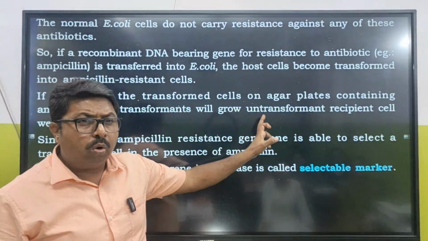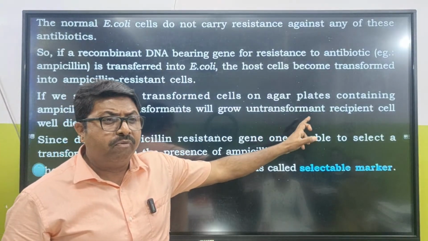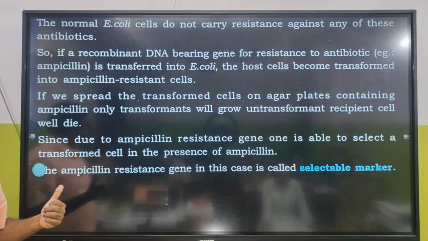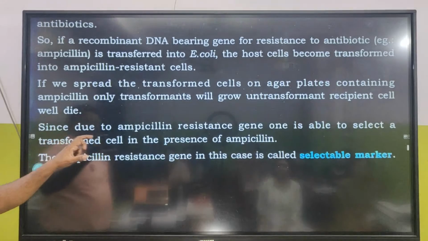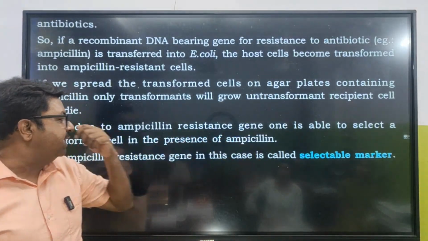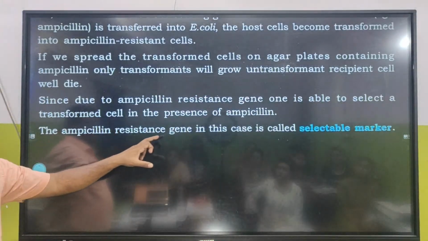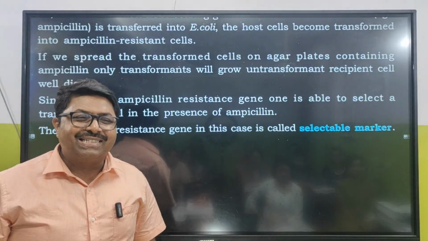Transformants will grow, but untransformed will die. What is the meaning of untransformed? Having the ampicillin resistance gene or not having it? Due to the ampicillin resistance gene, one is able to select a transformed cell in the presence of ampicillin. The ampicillin resistance gene in this case is called a selectable marker.